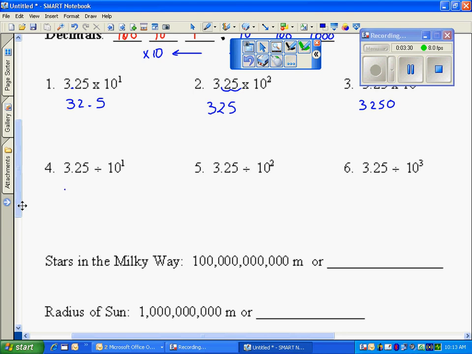Now if I'm dividing by 10, that's going to make my number smaller. So this is going to be 0.325. Now I'm going to make 2 smaller, 2 positions smaller. And so that would be 325, and then tenths, hundredths, thousandths, ten-thousandths. 325 ten-thousandths. Now I'm going to move my decimal 3 places. So what does it look like when I'm dividing by 10?